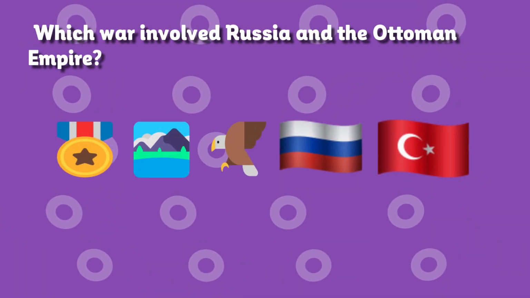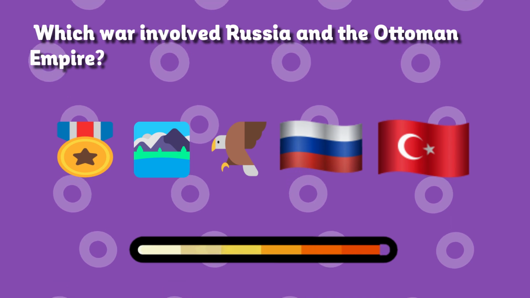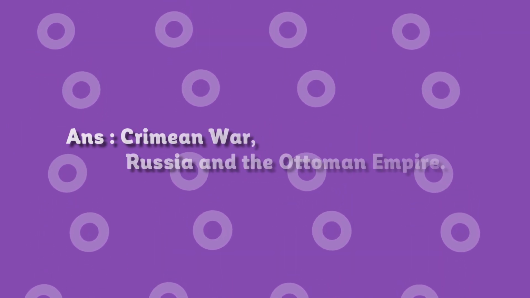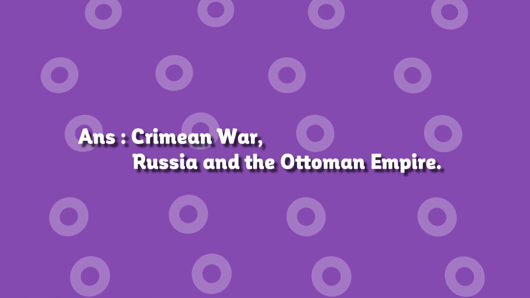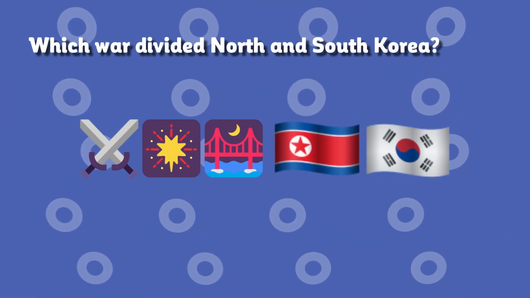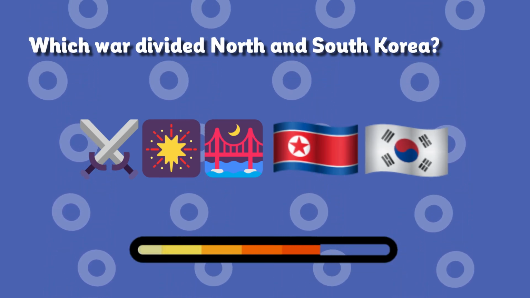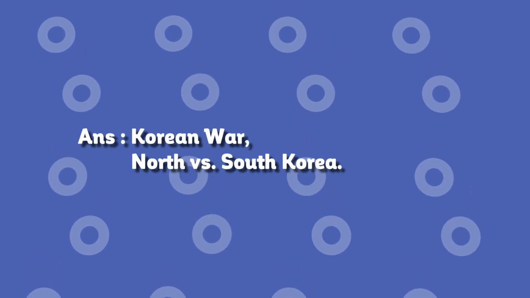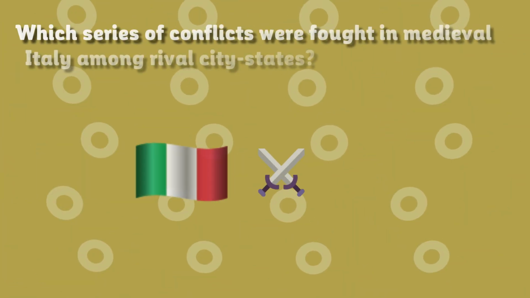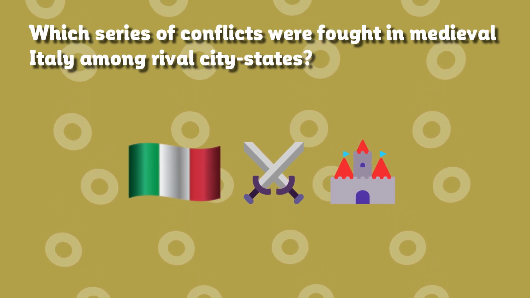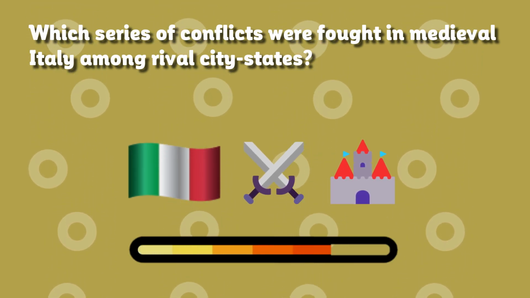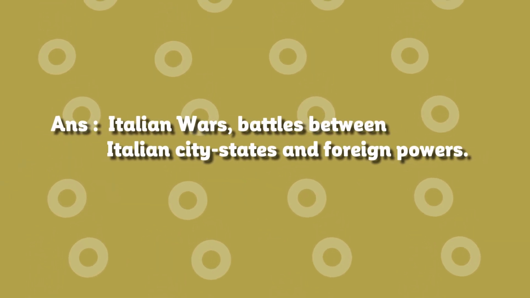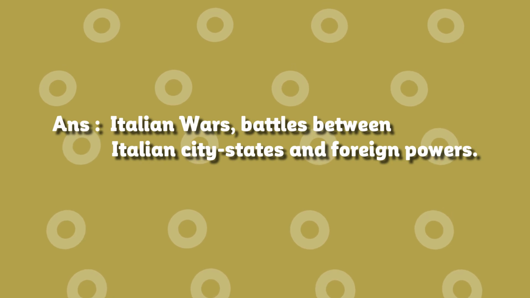Which war involved Russia and the Ottoman Empire? Crimean War, Russian and the Ottoman Empire. Which war divided North and South Korea? Korean War, North versus South Korea. Which series of conflicts were fought in medieval Italy among rival city-states? Italian Wars, battles between Italian city-states and foreign powers.